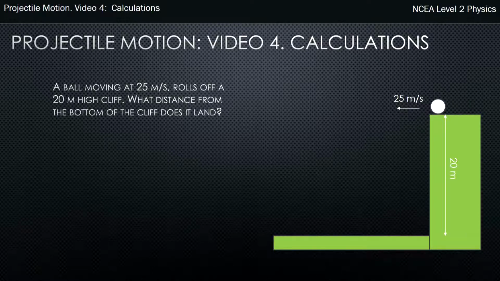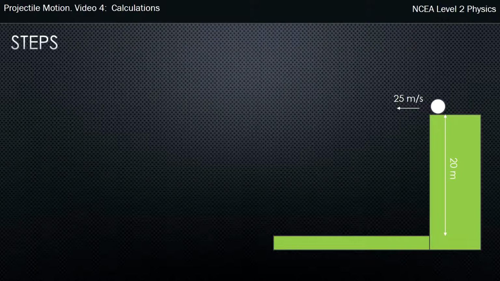So here's a situation where I have a poorly drawn cliff with a ball at the top which is rolling 25 meters a second to the left, and it rolls off the cliff. So the question is, what distance from the bottom of the cliff does it land?